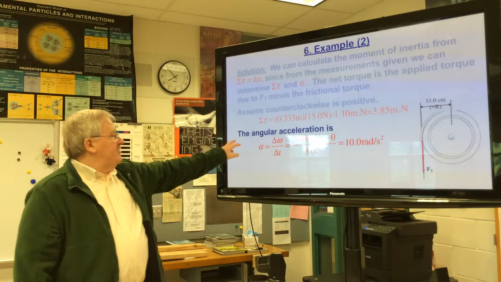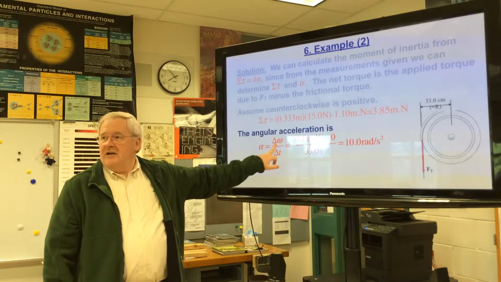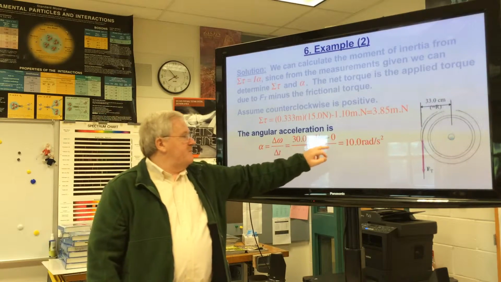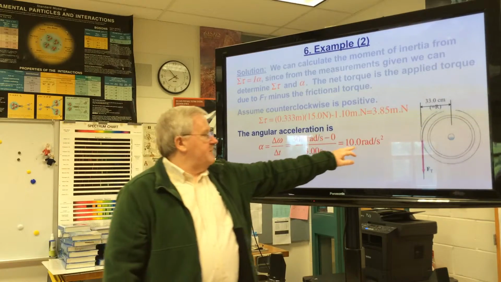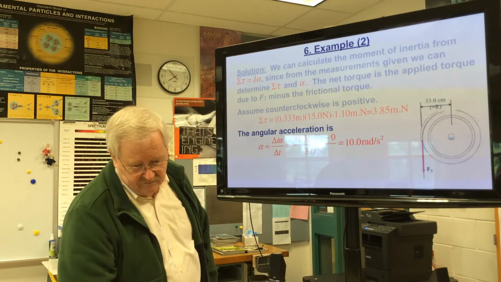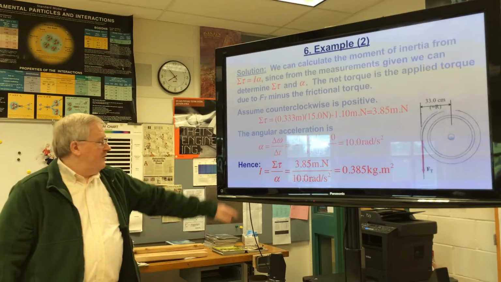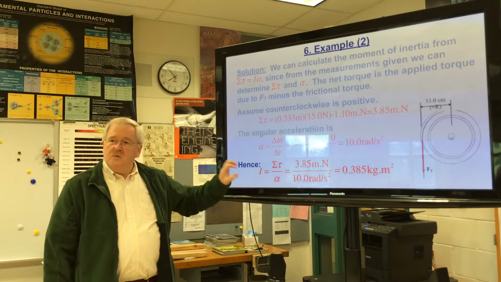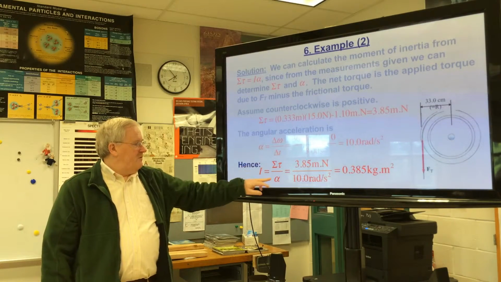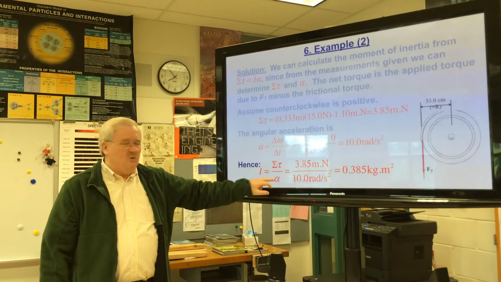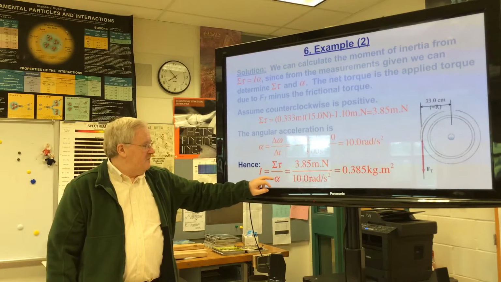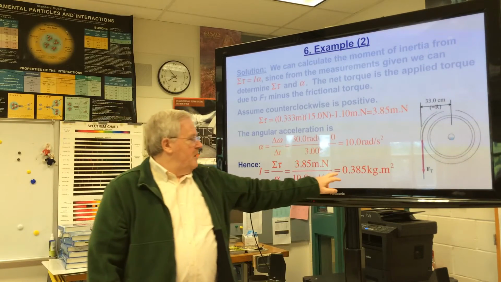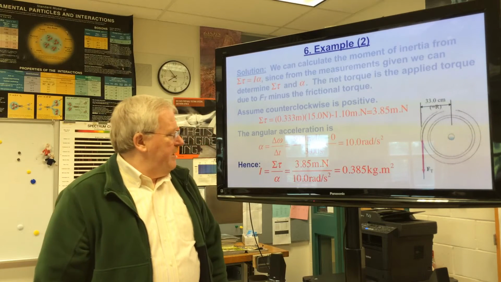The angular acceleration, alpha, is the change in angular speed over the time, or 30 radians per second minus 0 over 3 seconds, or 10 radians per second squared. And so the moment of inertia, because net torque equals I times alpha, we'll just move this over. I equals sigma tau over alpha, 3.85 meter newtons over 10 radians per second squared, or 0.385 kilogram meter squared.